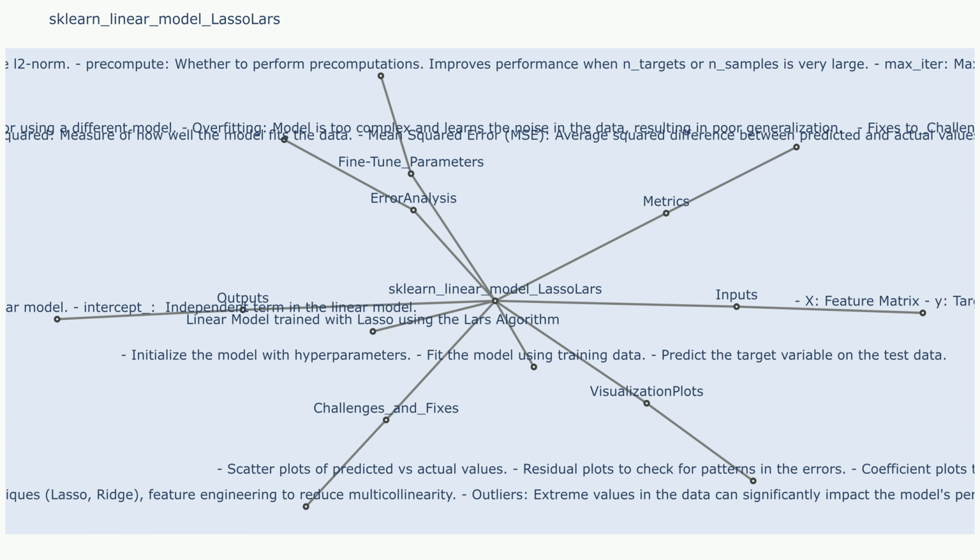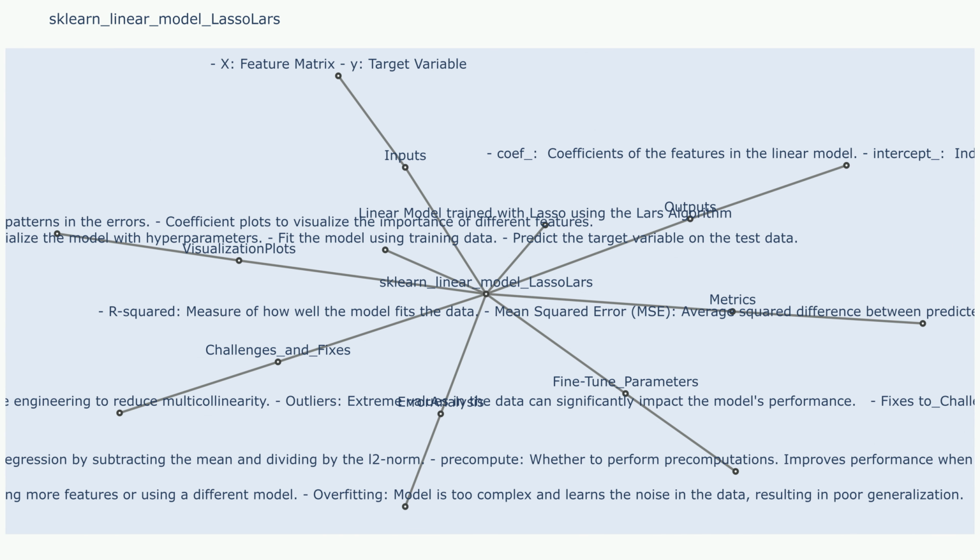Fine-tune parameters: alpha, the lasso penalty parameter. A larger value of alpha will lead to more coefficients being set to 0. Fit intercept, whether to fit an intercept to the model. Normalize, whether to normalize the features. Eps, the stopping criterion for the LARS algorithm.